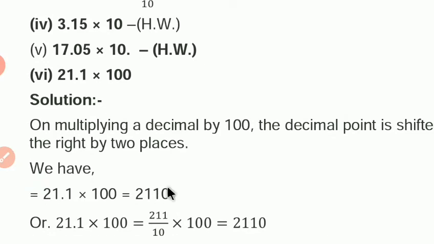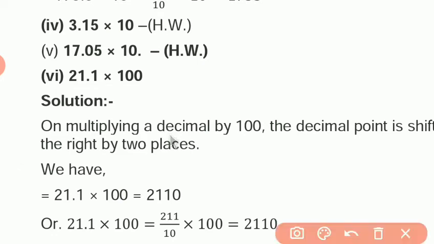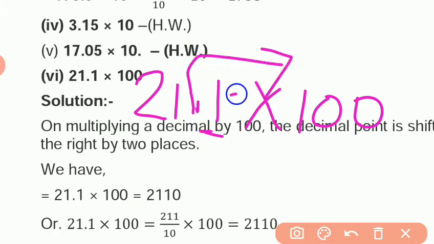Now the sixth one. Here you can see 21.1 multiplying by 100. Now we have to multiply this number by 100. And we have seen that on multiplying a decimal by 100, the decimal point is shifted to the right by 2 places. Now how many zeros are there? 2 zeros. It means we have to shift this decimal 2 times. How? 21.1 into 100. How many times do we have to shift? 2 times, means 1, and there is no number given. It means the second number will be a 0. And if we shift, the point will come after 0.